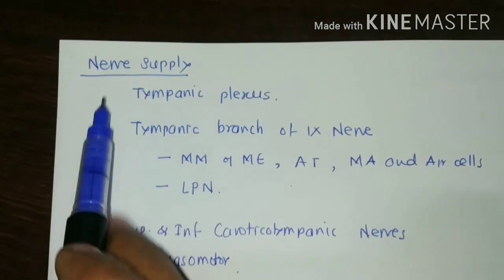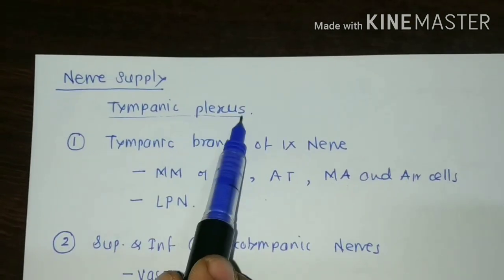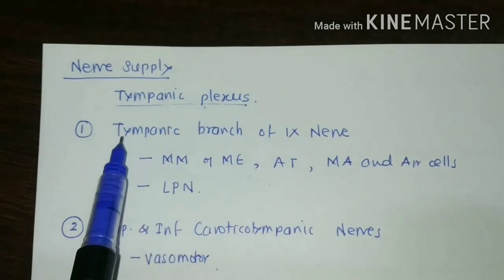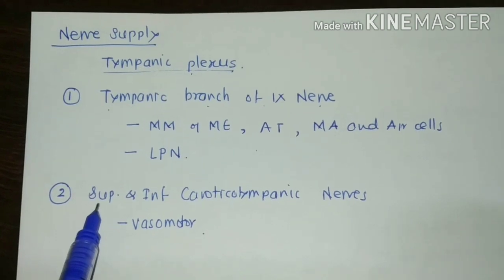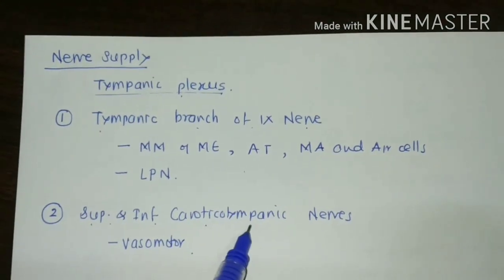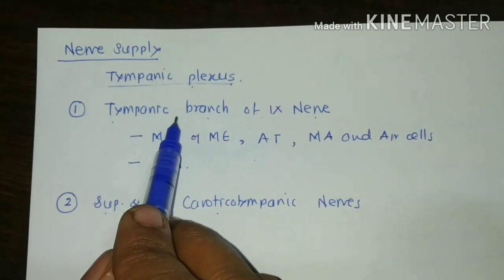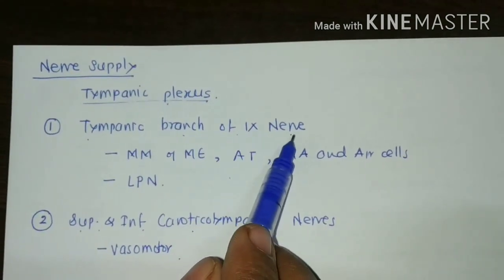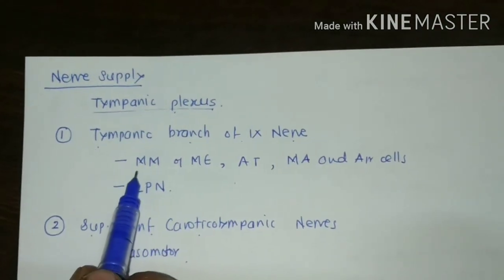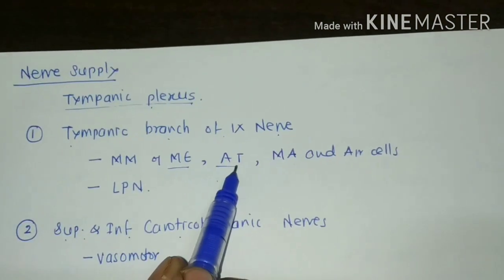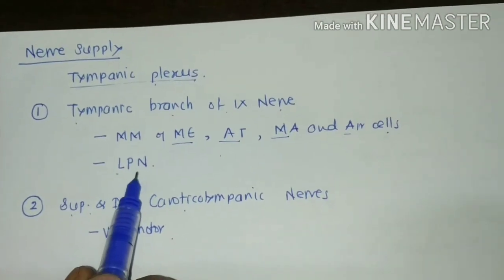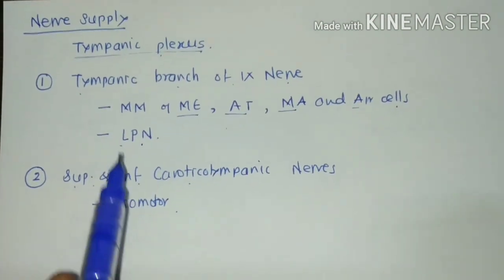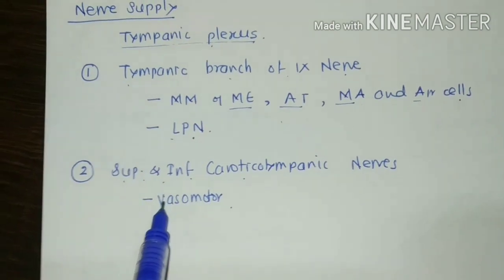Clear? So nerve supply, basically it is from the tympanic plexus. Tympanic plexus, it is formed by tympanic branch of glossopharyngeal nerve and also by superior and inferior carotico-tympanic nerves. So this tympanic branch of glossopharyngeal nerve, its fibers are distributed to mucous membrane of middle ear, auditory tube, mastoid antrum and air cells. It also gives one nerve, that is the lesser petrosal nerve. Whereas this contribution, its fibers are vasomotor to the mucous membrane.